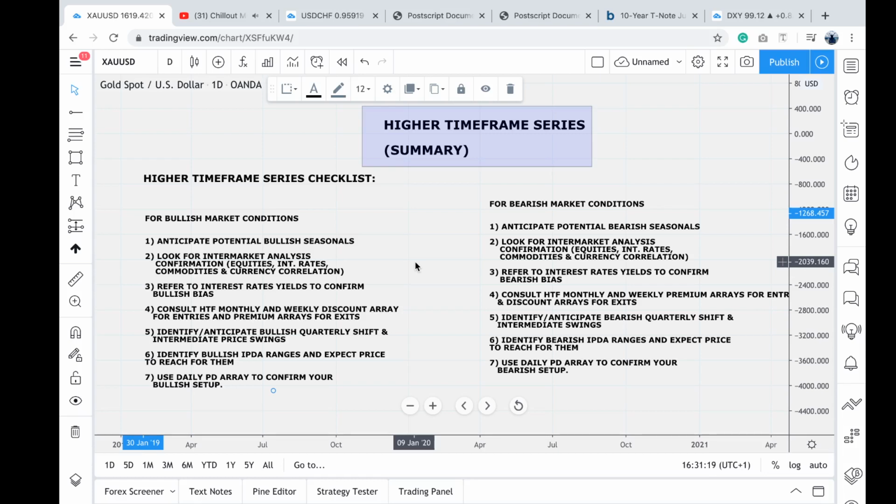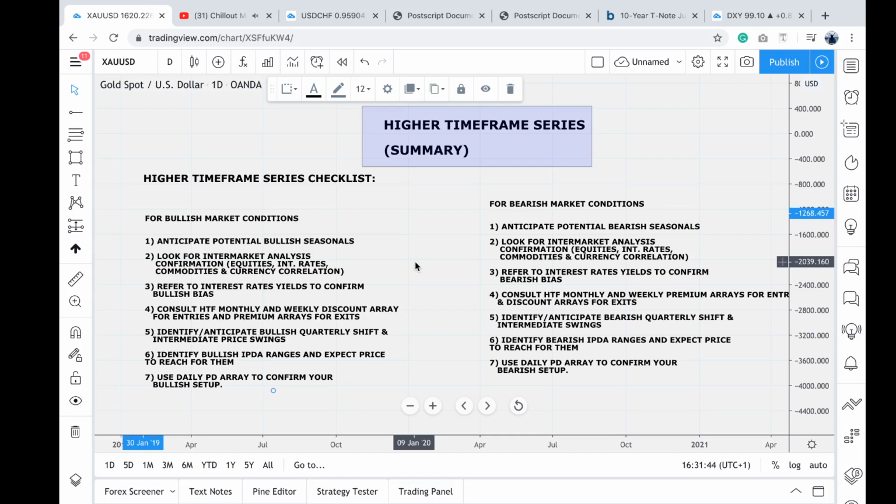You also want to look for market analysis confirmation via the stock market, which is equities, interest rates, commodities, and currency correlation. So basically you're looking at every asset class correlated with the pair you're trying to trade, and drawing a conclusion to confirm whether your bias on that currency pair is correct or wrong.